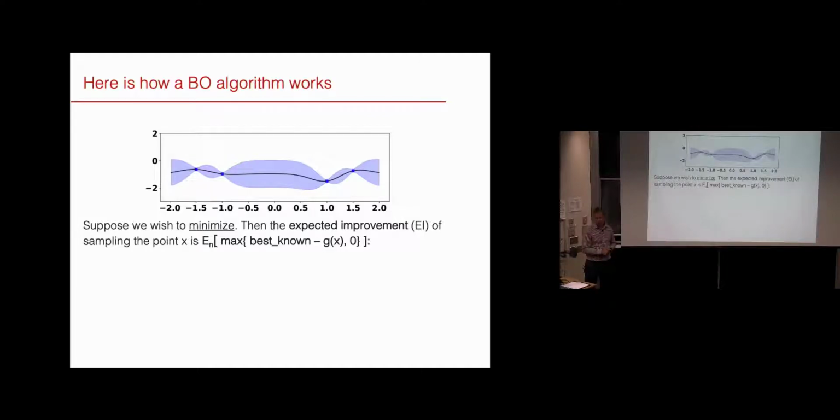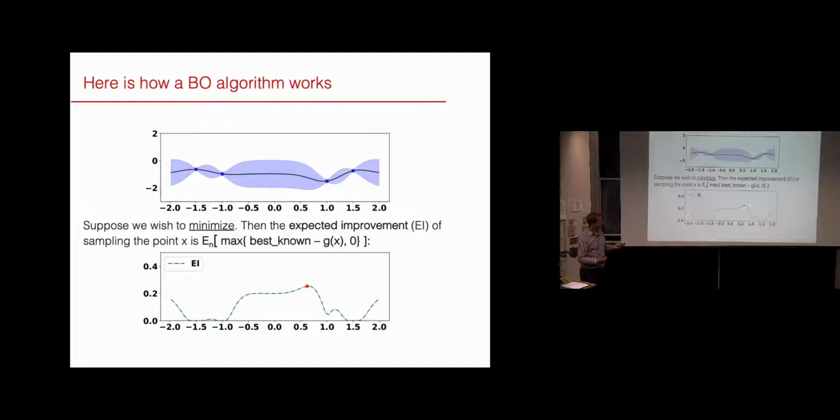Let me give you an example of how such a BO algorithm works. We have seen 4 points. We have our estimate, which is the black line, and the shaded area, which is the confidence interval, or the uncertainty estimate. We want to minimize. Then the common strategy is to sample at the point which has the largest expected improvement. If we plot this acquisition function, we see that the largest expected improvement is over here, which is not surprising because the estimate is low, which is great for a minimization problem, and there's also uncertainty, which means there's headroom, right?